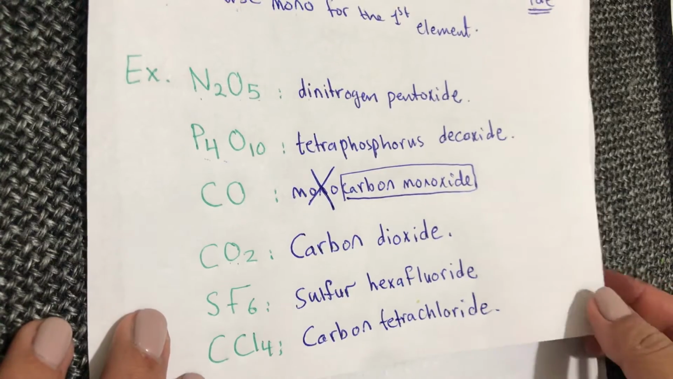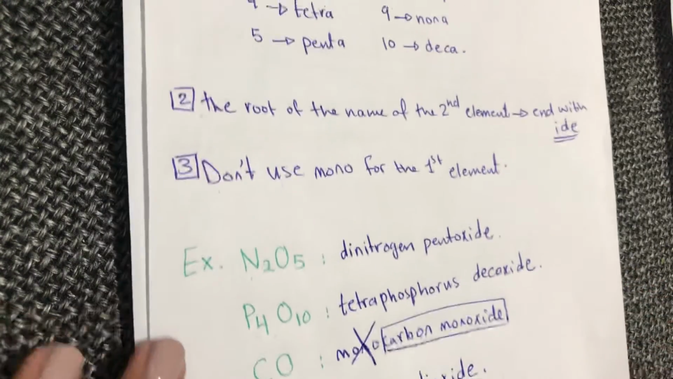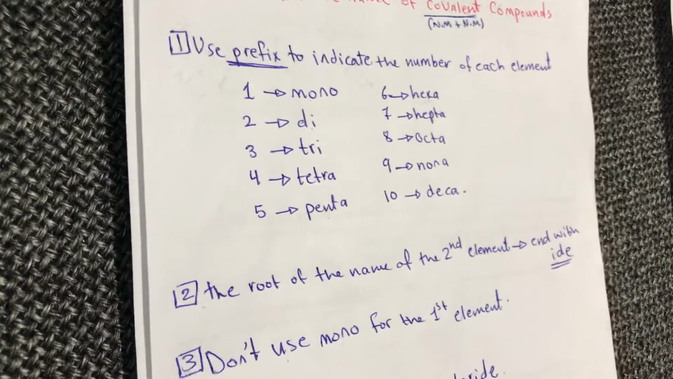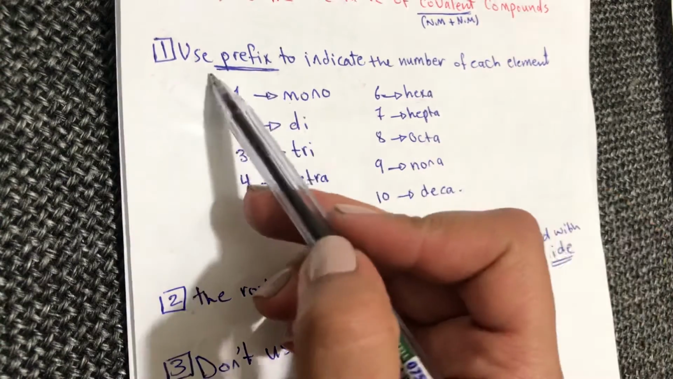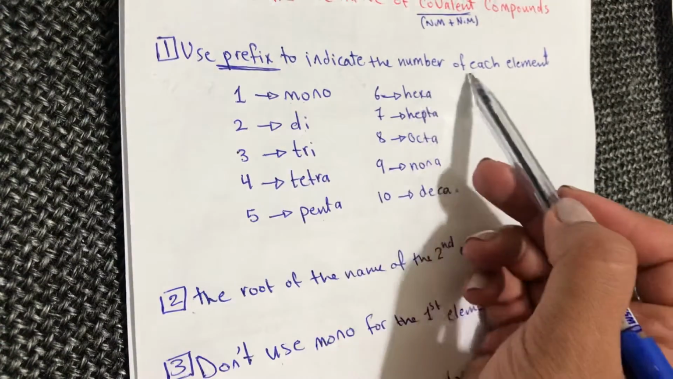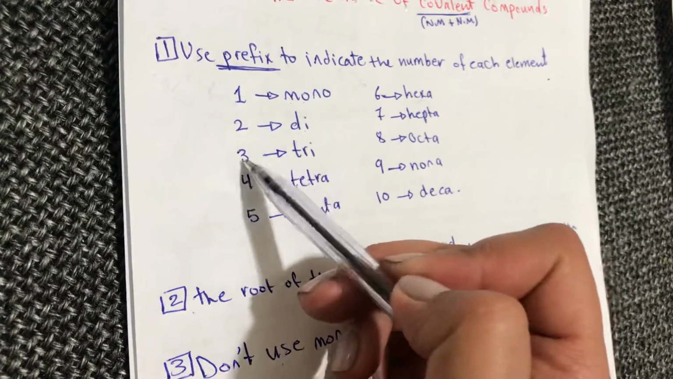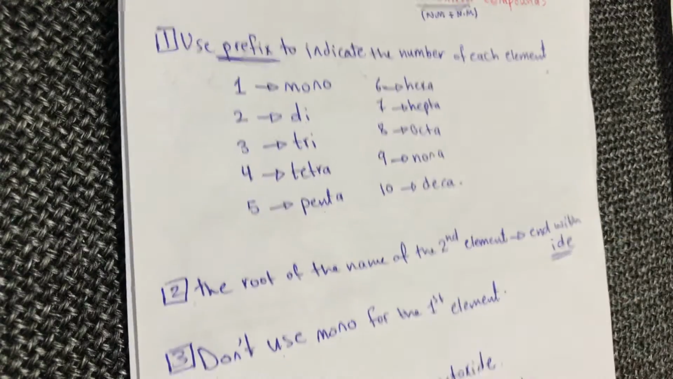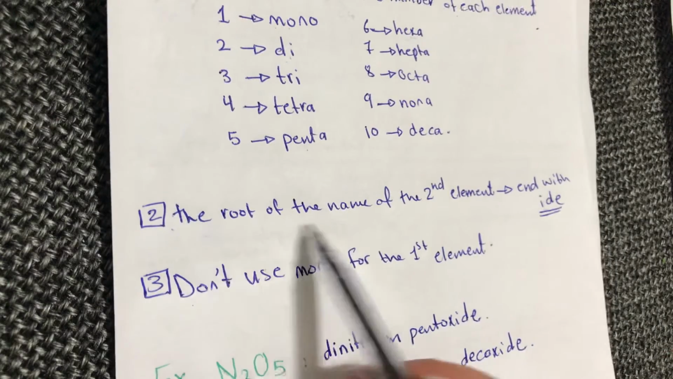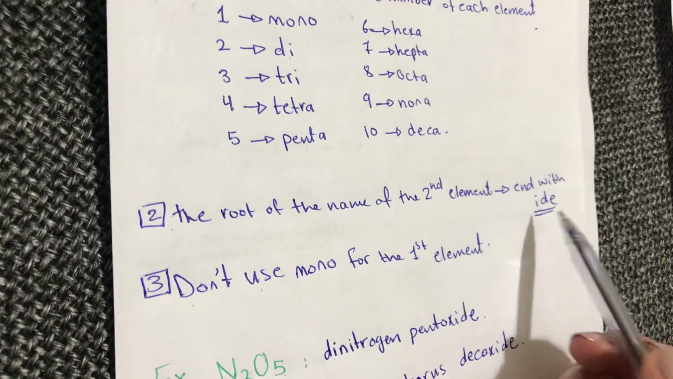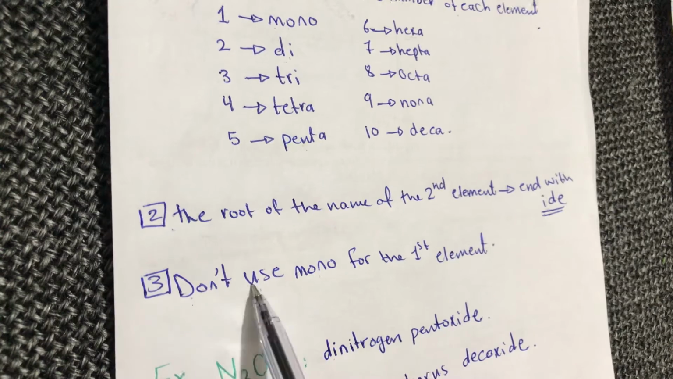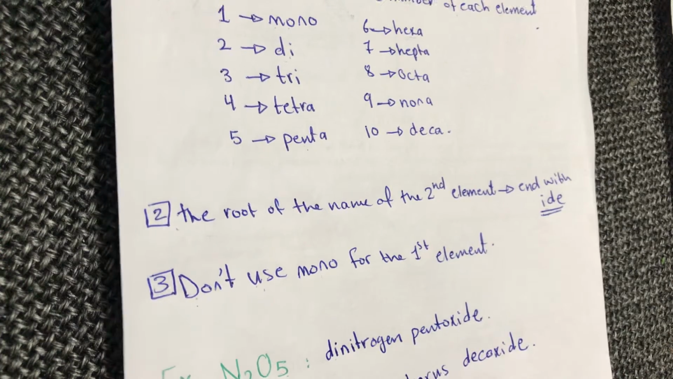So now we finish how to write names for covalent compounds. Again, the rules are you have to use a prefix to indicate the number of each element. So for 1 mono, 2 di, 3 tri, and so on. The name of the second element must end with IDE, and rule number 3, don't use mono for the first element.